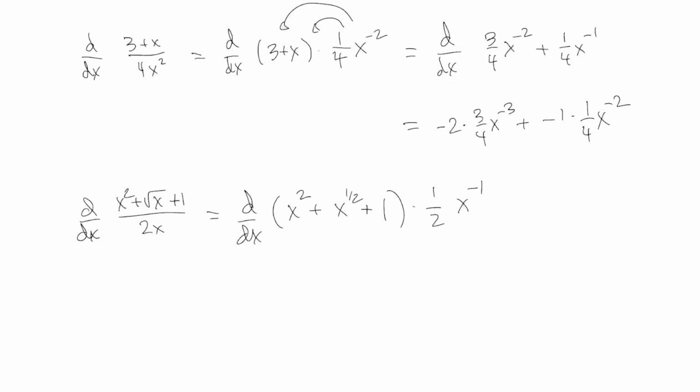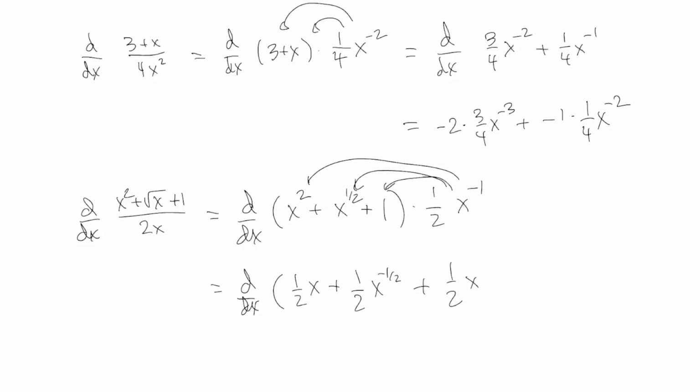And now I'm going to distribute the x to the minus 1 and the 1/2. So this is now the derivative of 1/2 x squared times 1/2 x to the minus 1. You add the exponents as usual, you get x to the power 1 right here. And then plus x to the 1/2 times 1/2 x to the minus 1 is going to be 1/2 x to the minus 1/2. And then plus 1/2 x to the minus 1. I think I did those correctly. This is what you get when you distribute.